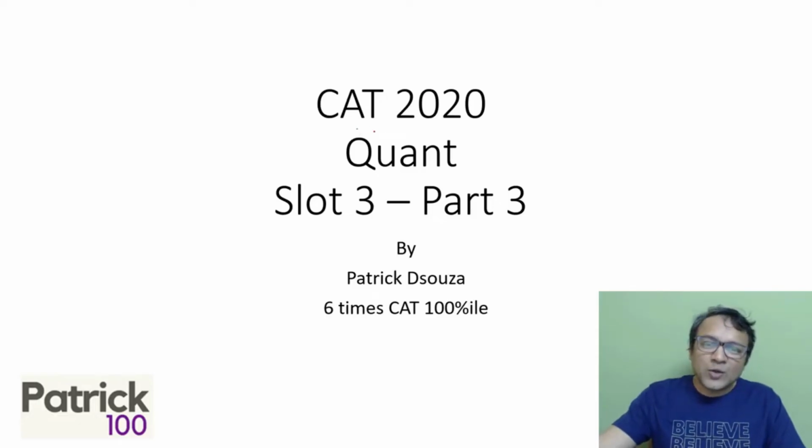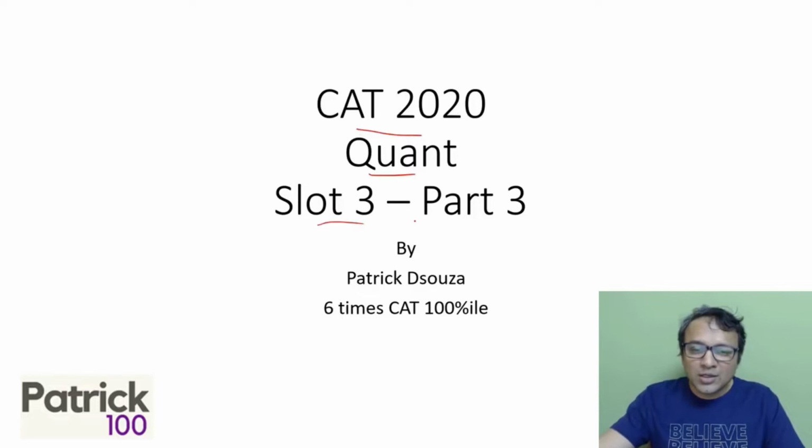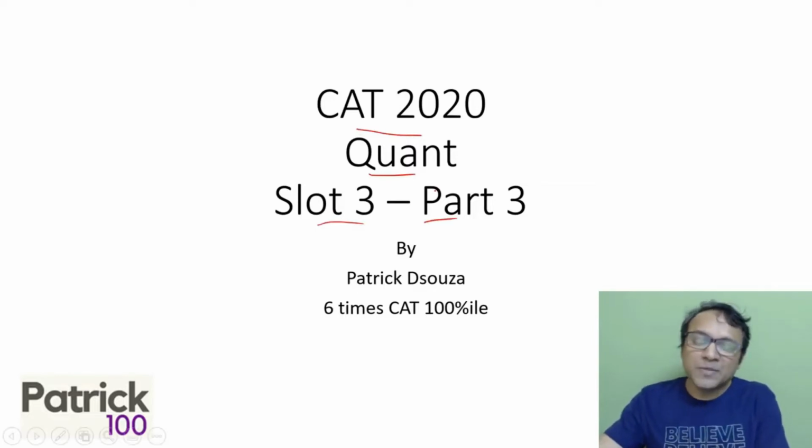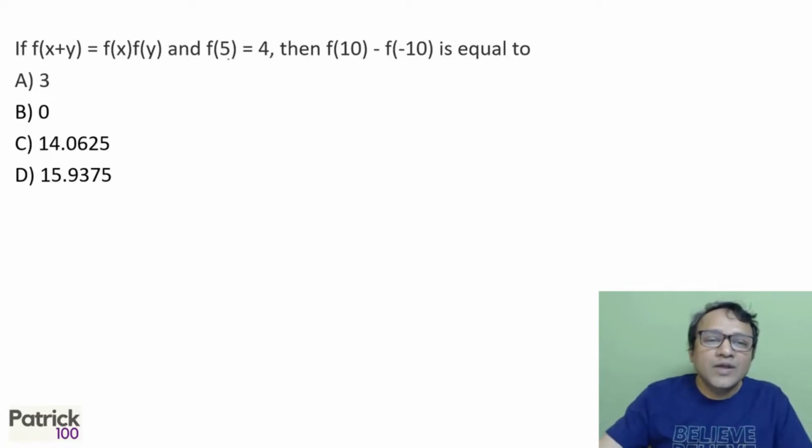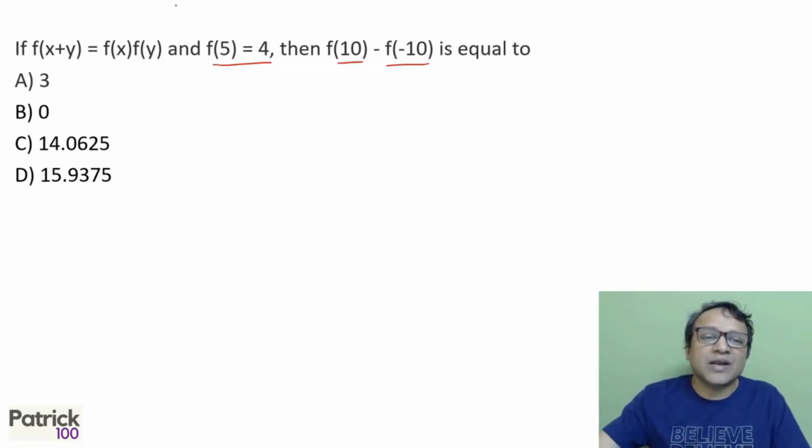Hi, we're looking at CAT 2020 Quant slot 3 part 3. So third slot paper, third part of the series. So here we have F5 equal to 4. We want F10 and F of minus 10. So first let's try to find F10. How do you find F10?